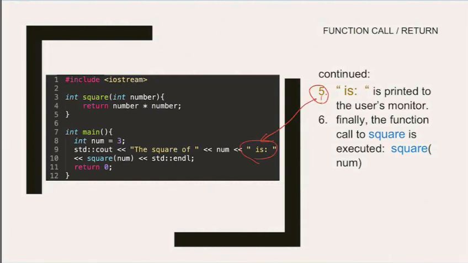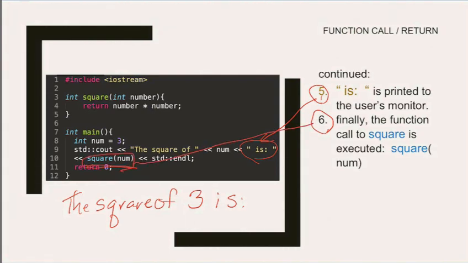So in step 5 here, when we're understanding the flow of control of this program, we're still in line 9 where the string is printed. So at this point in our program, what's been printed to the user's monitor is "the square of 3 is." Okay, so that's what we have right now. And now in step 6, we're ready to call that function. So during runtime, in step 6, our function call is executed.